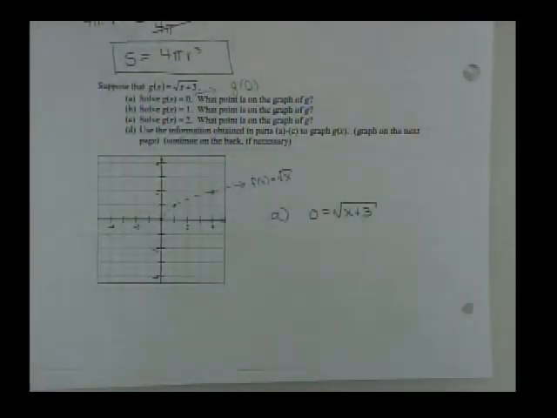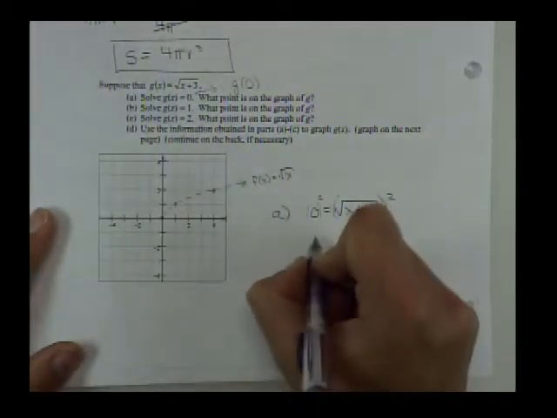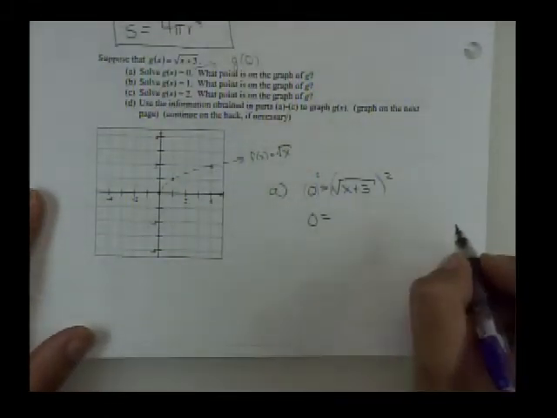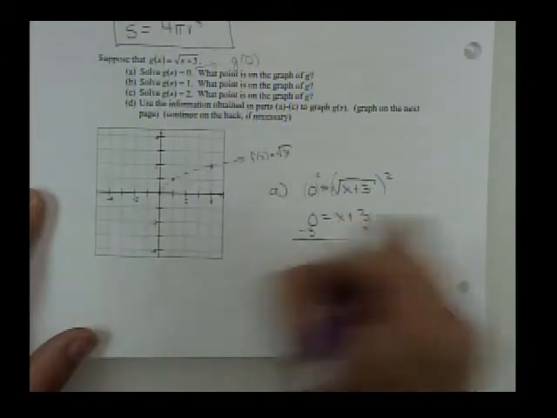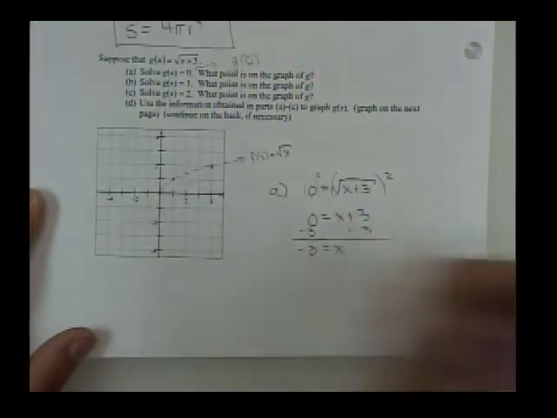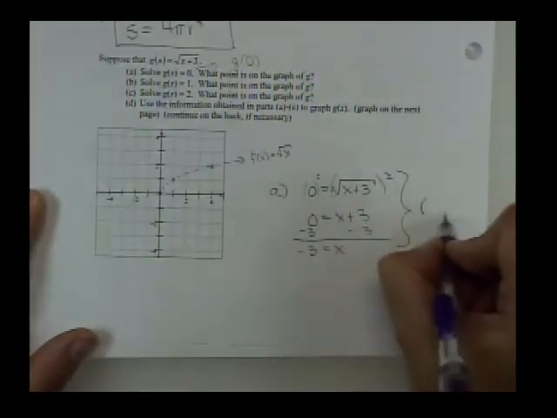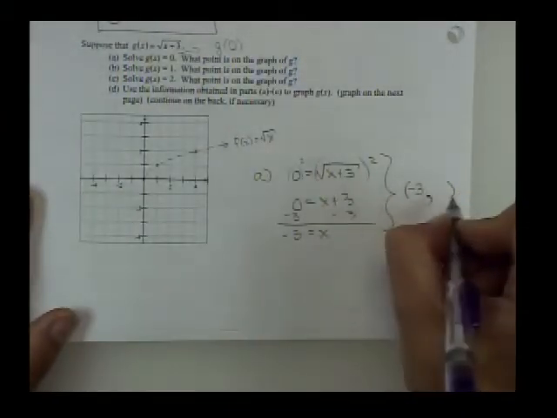And now we want to solve that equation. It contains a radical. The radical is already by itself on the right. So what power on both sides? Yeah, we're just going to square both sides. Well, 0 squared is still 0. Square root of x plus 3 squared, x plus 3. And then to solve for x, we'll just subtract 3 on each side. So negative 3 equals x. So, and then it says what point is on the graph? What's the x coordinate? Negative 3. What's the y? 0.